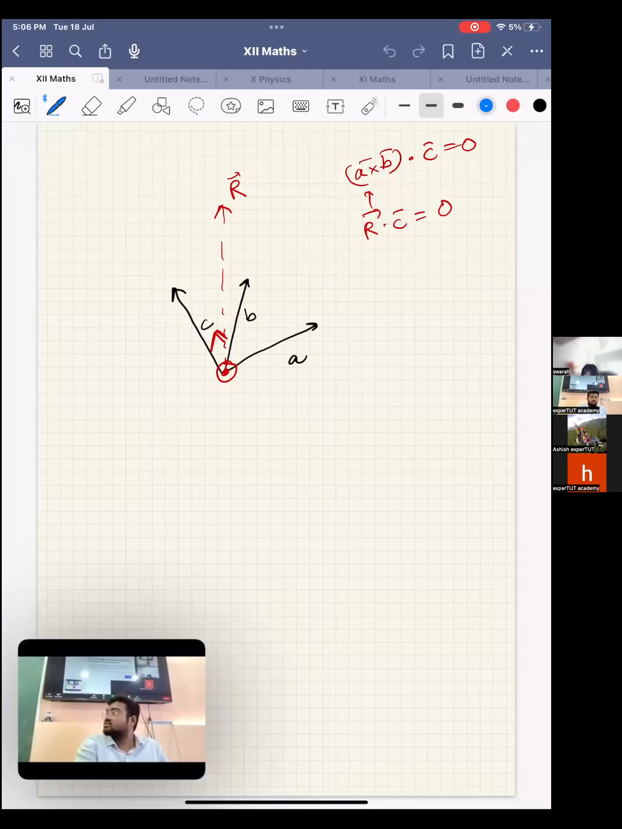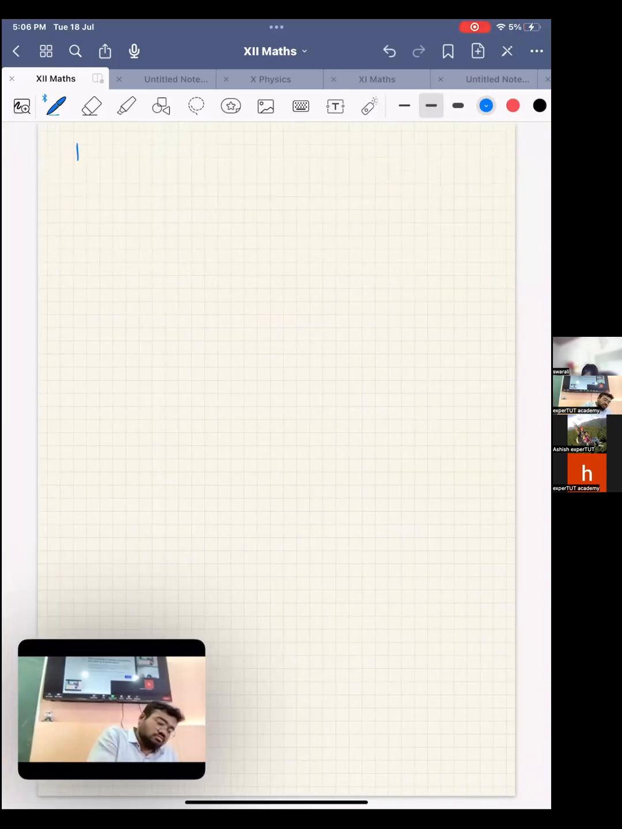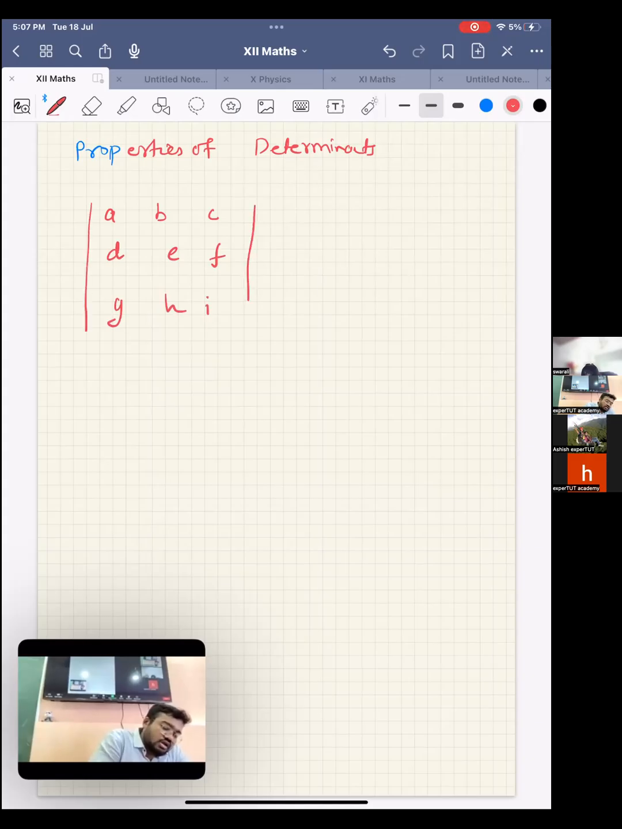Of determinant. Properties of determinant. So write A, B, C, D, E, F, G, H, I, and its value, let's say, is delta.